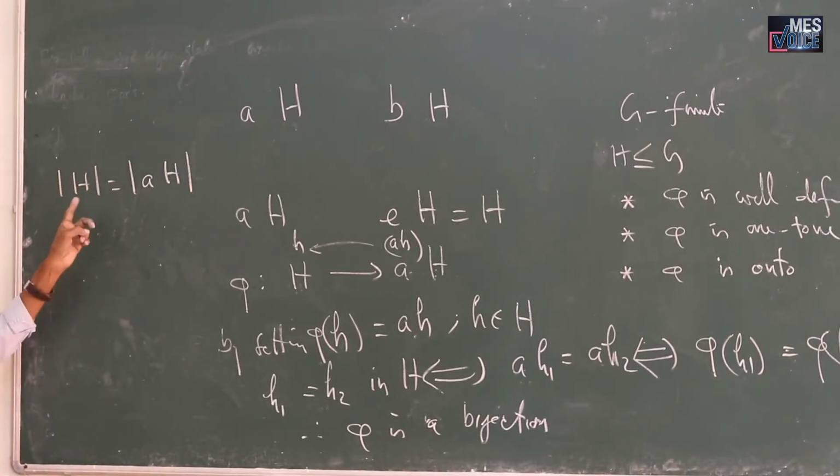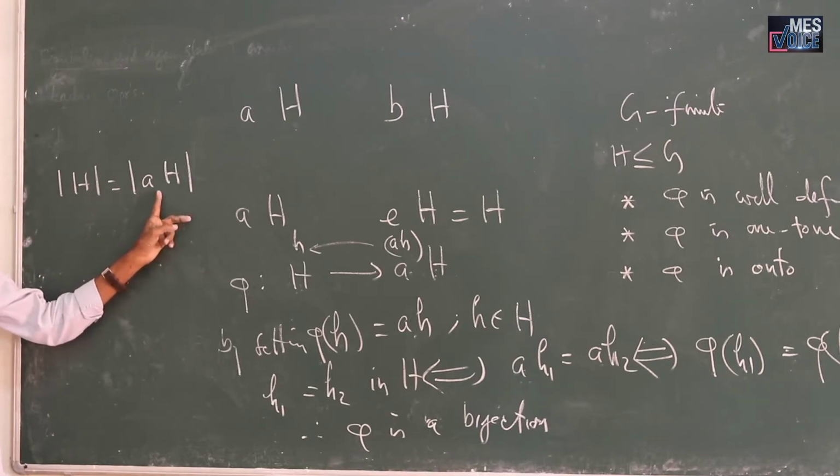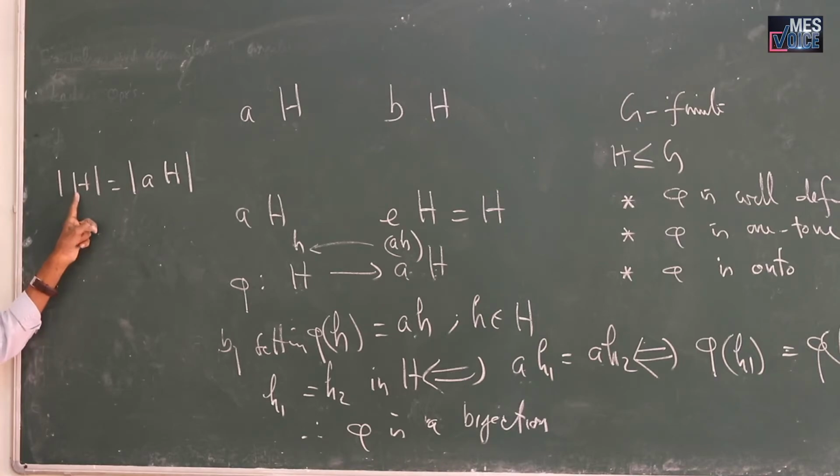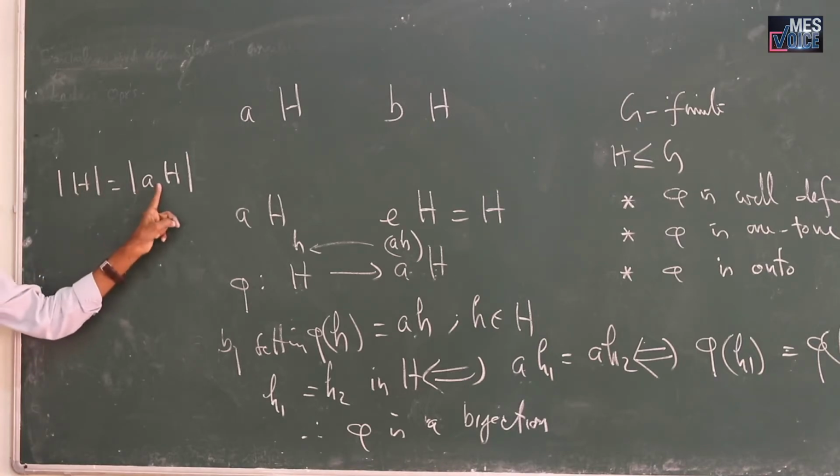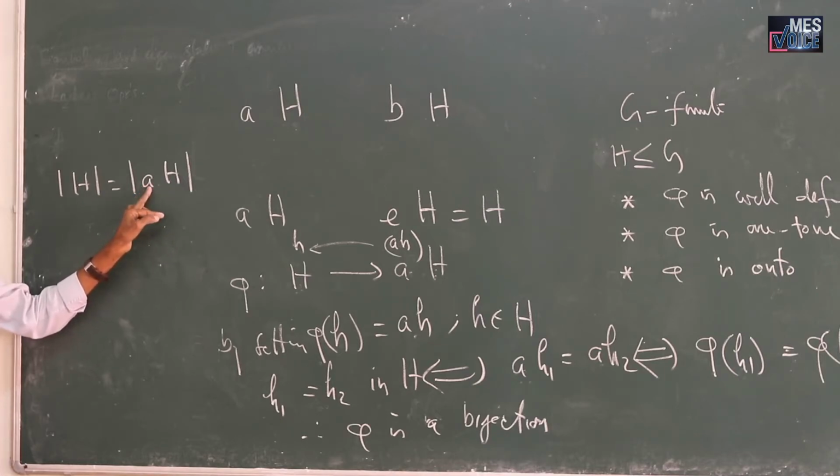What does it mean? Their cardinalities must be equal. What do you mean by the cardinality of a finite set? The cardinality of a finite set is nothing but the number of elements in it. So, the number of elements in H is equal to the number of elements in AH. Now, instead of AH, if I take say BH, what do I get?